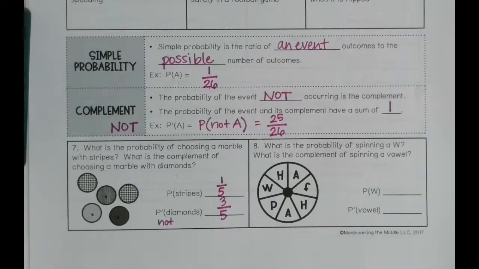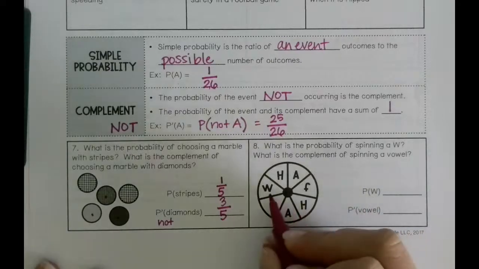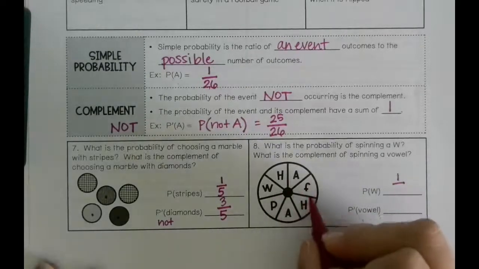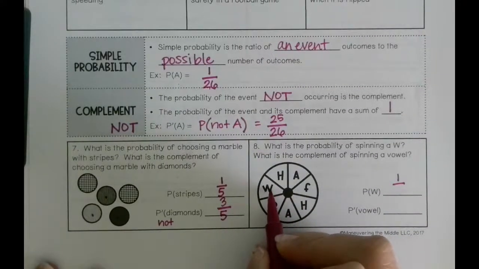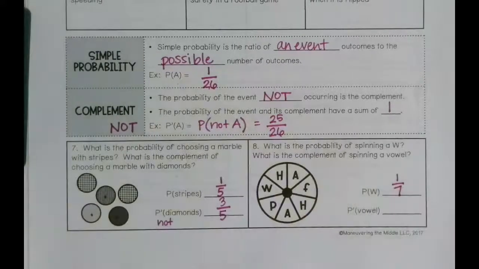Okay. Look at this spinner. What is the probability of spinning a W? And then what is the complement of spinning a vowel? So the probability of W is written like that, P parentheses W. So there's only one W on my spinner. 1 out of how many total? And make sure to include the W in the total. 1, 2, 3, 4, 5, 6, 7. So my fraction would be 1 out of 7.